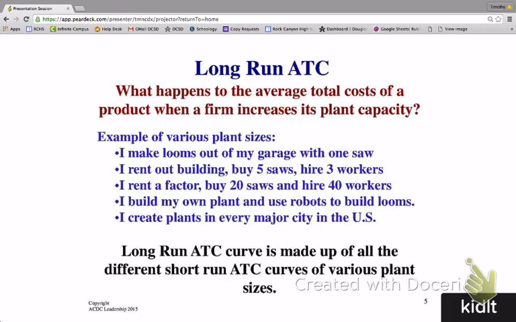So the long-run average total cost curve is made up of all of the different combinations of short-run average total cost curves of various plant sizes.